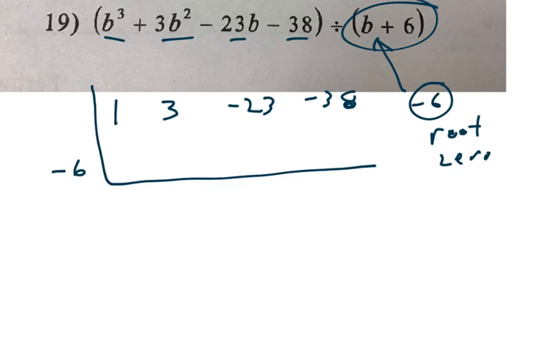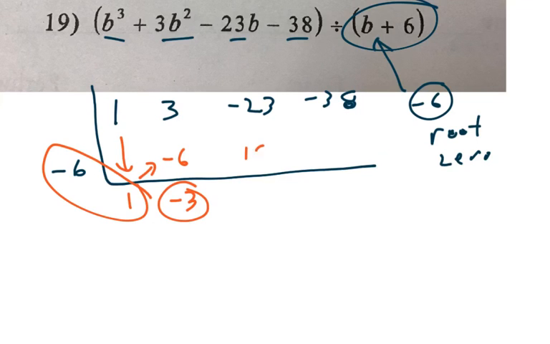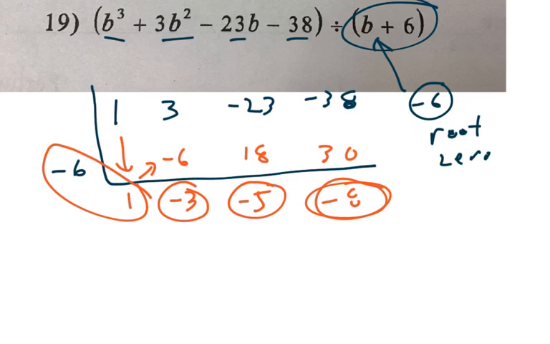Now the process simply is you bring down the number, you multiply, bring it up here, so that's negative 6. 3 minus 6 is negative 3. You're now going to multiply that with negative 6, 18. 18 minus 23 is negative 5. You multiply one more time, you get 30. 30 minus 38 is negative 8. And my remainder is negative 8.